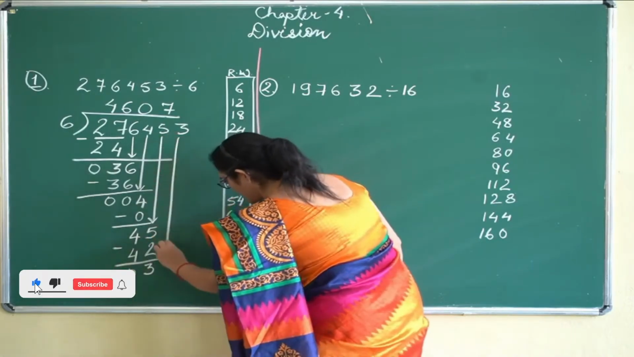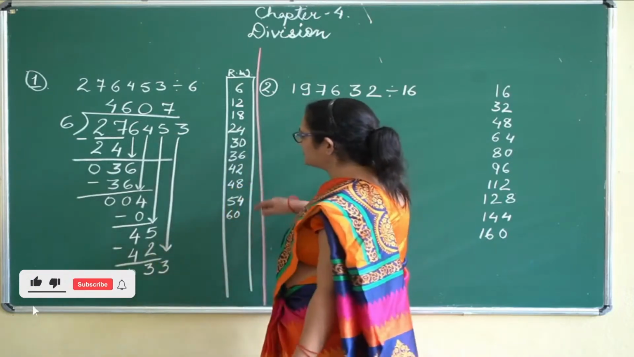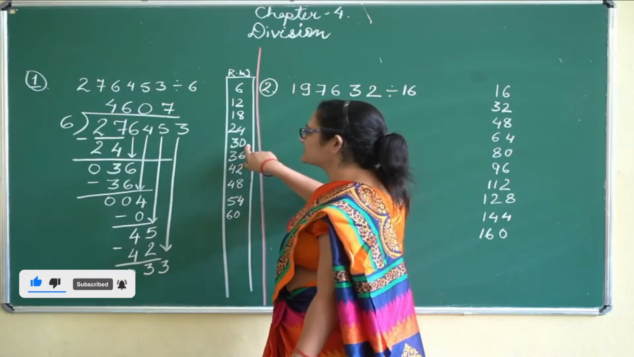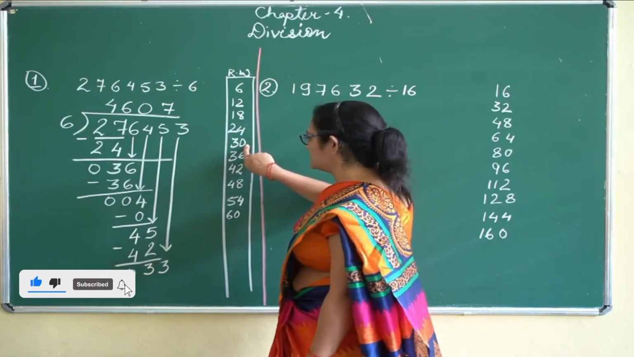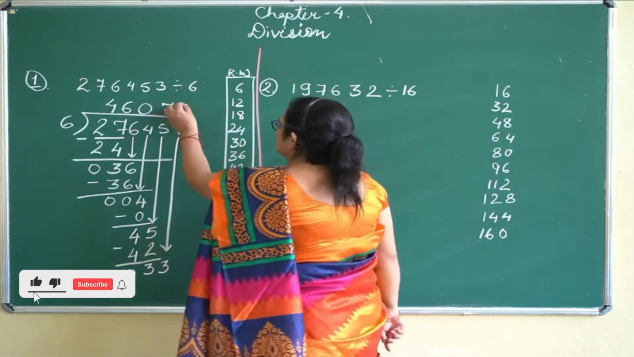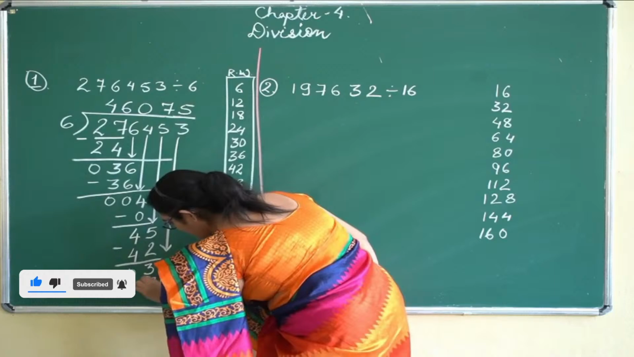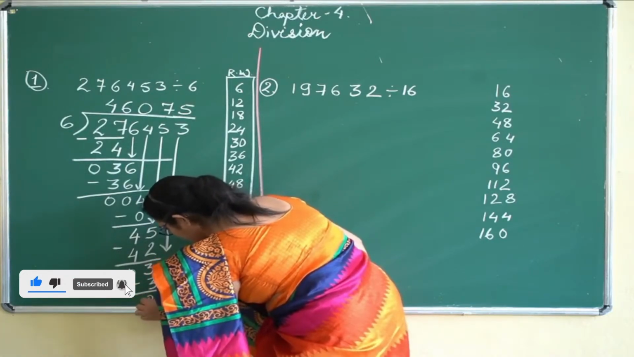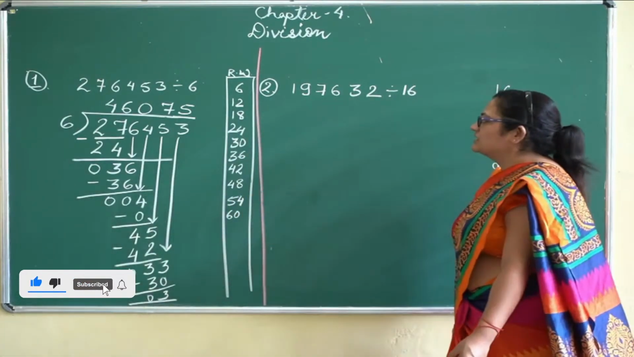What will we bring down? 3. So in the table of 6, when does 33 come? 33 doesn't come in the table of 6. We will take a number smaller than 33, that is 30. 6 5s are 30. Now we will subtract. 3 minus 0 is 3. 3 minus 3 is 0. In this way we will do the division. Now next question.